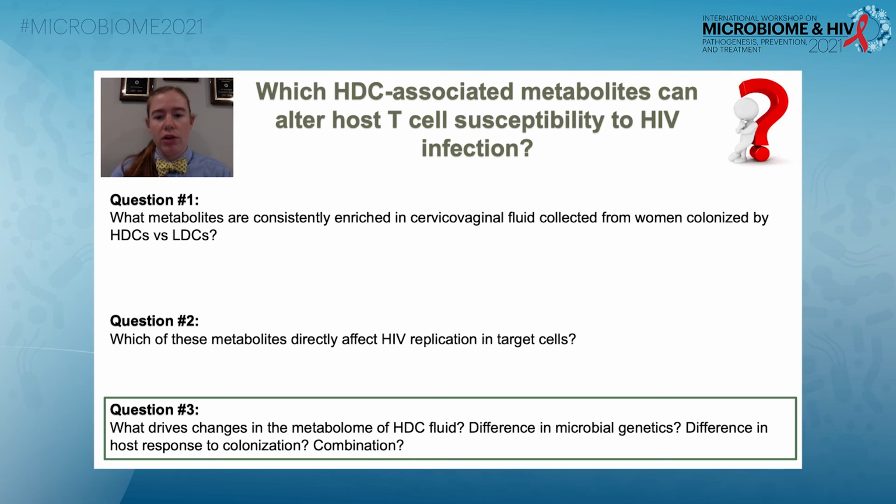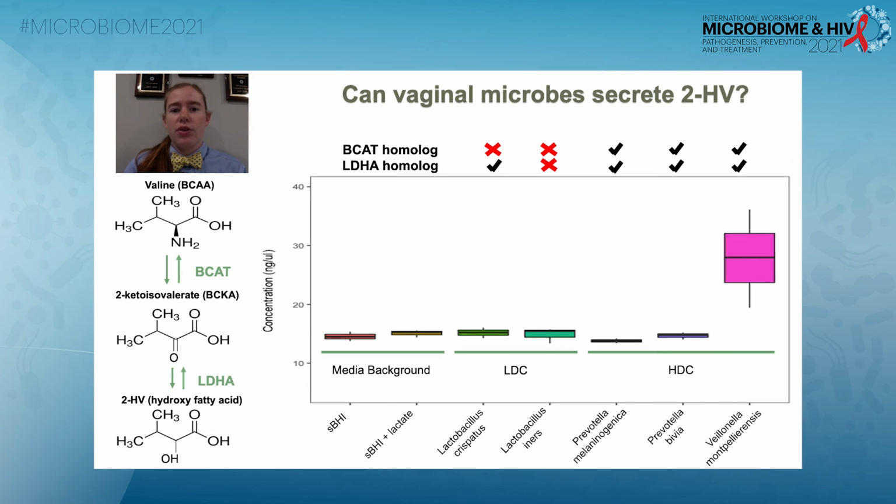So the last question I want to address is basically what is the source of this elevated 2-HV levels in HDC fluid? So we asked the question whether or not specific vaginal microbes can secrete 2-HV. So we basically just grew up a bunch of representative HDC and LDC strains that are associated with either HIV protection or acquisition, and then conducted mass spectrometry on the supernatant. And what we've identified so far is that at least one HDC strain, Veillonella montpellierensis, can secrete high levels, up to 30 nanograms per microliter, of 2-HV into the supernatant.